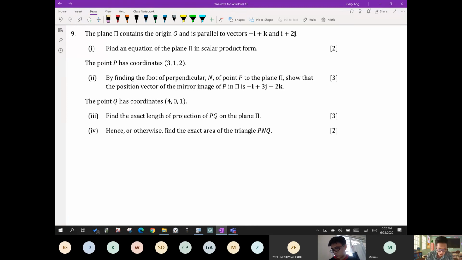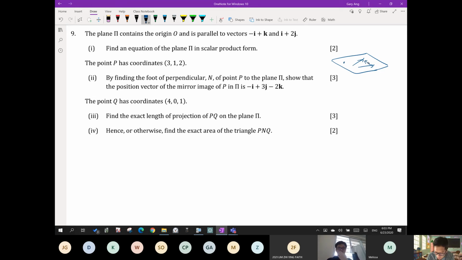Correct? You need a point and direction. Now we are talking about finding the equation of a plane. So if you want to find the equation of a plane, what do you need? You better have the basic idea that to find the equation of a plane, you must have at least 2 directions and 1 point. Okay? So 2 directions and 1 point.